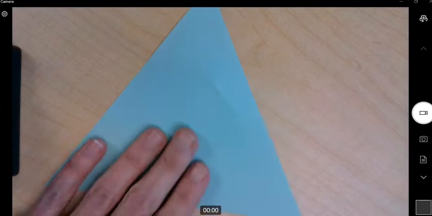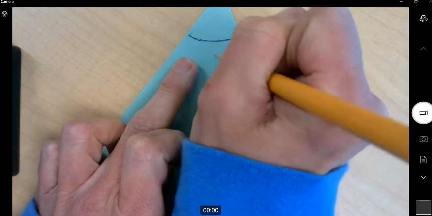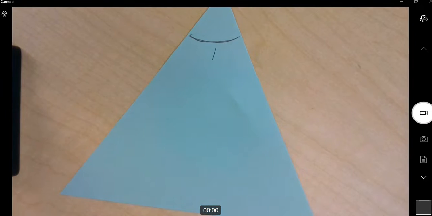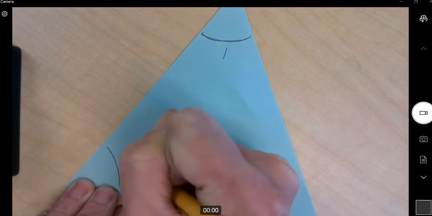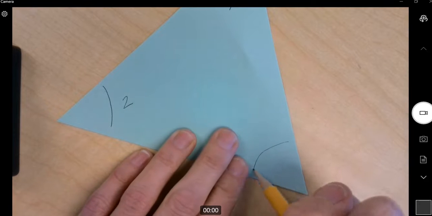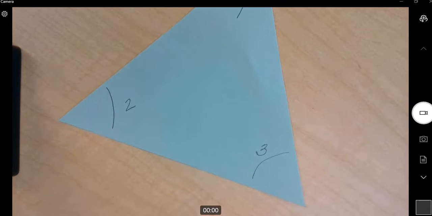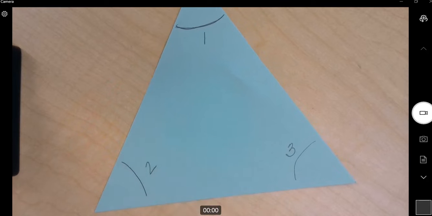Take your triangle. Would you please draw and label angle 1? Draw and label angle 2, and draw and label angle 3. So we have 6 different classifications when we talk about triangles. 3 have to do with sides, and 3 have to do with angles.